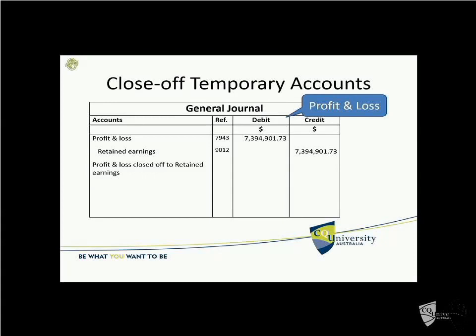And then we take it out of the profit and loss account. It's a credit balance currently, so we debit it and we put it into retained earnings if it's a company, which all of our companies are. And we credit that retained earnings. That's part of our equity. So all the revenue and expenses have gone through profit and loss. We've got a profit and loss figure, and it's gone to retained earnings.